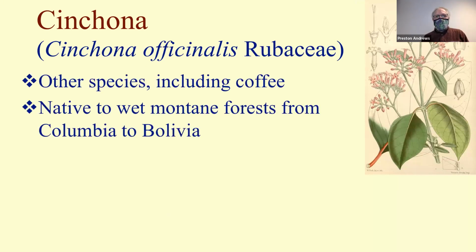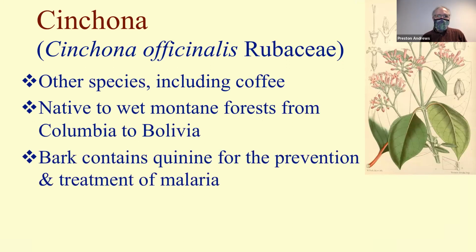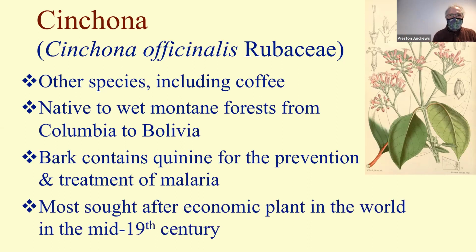It's native to the wet montane forests from Colombia to Bolivia. And why is it important? Because it contains quinine for the prevention and treatment of malaria. And in these years, malaria was the number one killer in the tropical colonies of the British and the French. Quinine gave them the ability to remain healthy and govern in those colonies. So this was the most sought after economic plant in the world in the mid-19th century, cinchona.